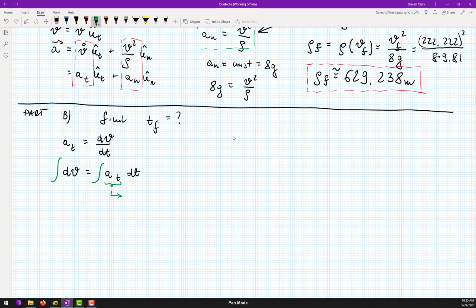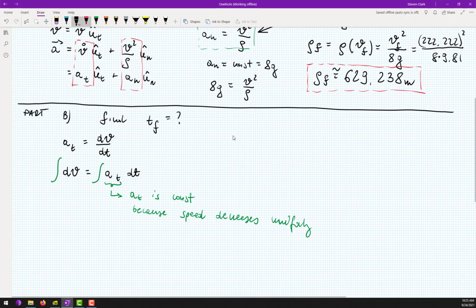AT is constant because speed decreases uniformly. In other words, AT will be a linear function of velocity. I believe so. No. Okay, we'll see. Maybe I'm mistaken. Let's integrate.